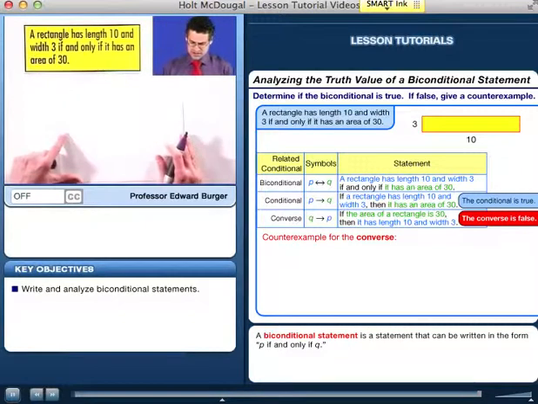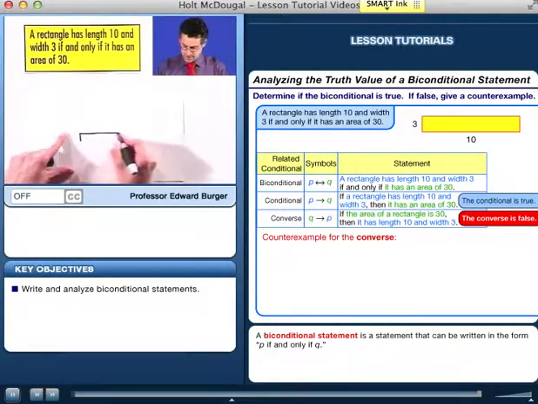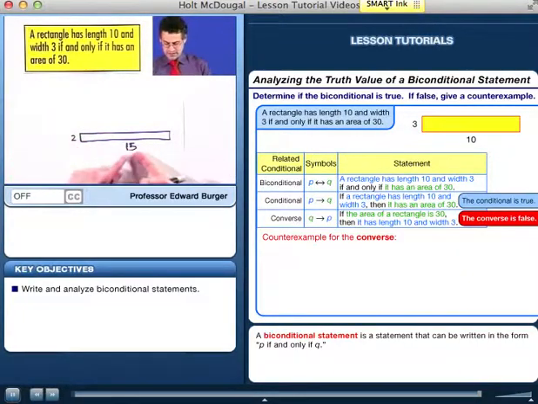And so one way to produce a counterexample where you can see it's false is to consider a very lengthy, but not very wide rectangle where the length is 15 and the width is 2. What's the area? The area is 15 times 2, which is 30.